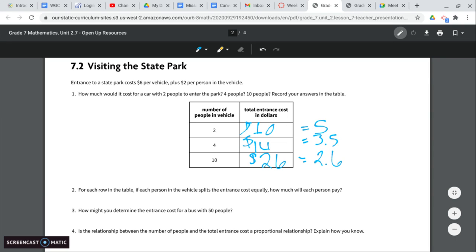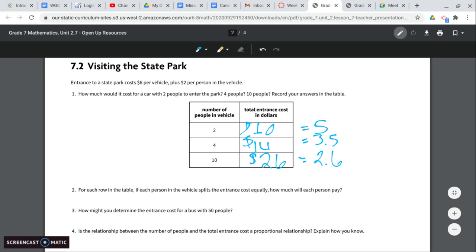So obviously, the more people there are, yes, the more the entrance fee is, but you have more people to contribute towards it, so it ends up being less that you pay per person for it. So how might you determine the entrance cost for a bus with 50 people?